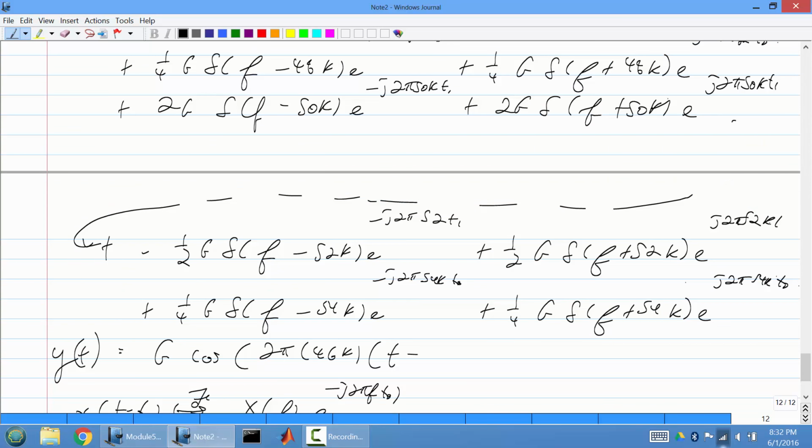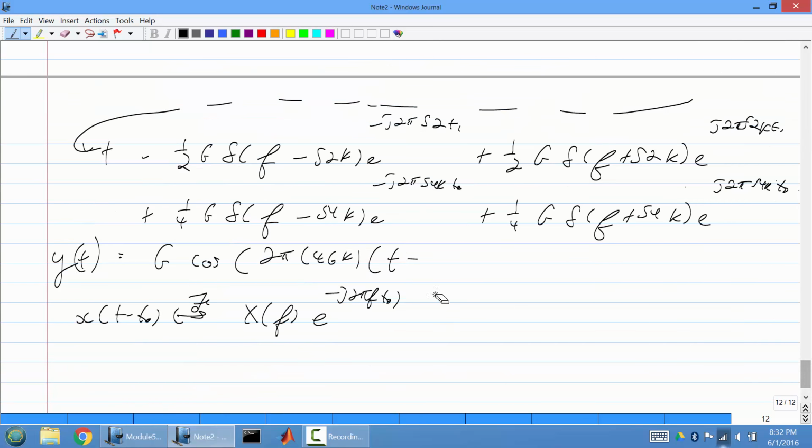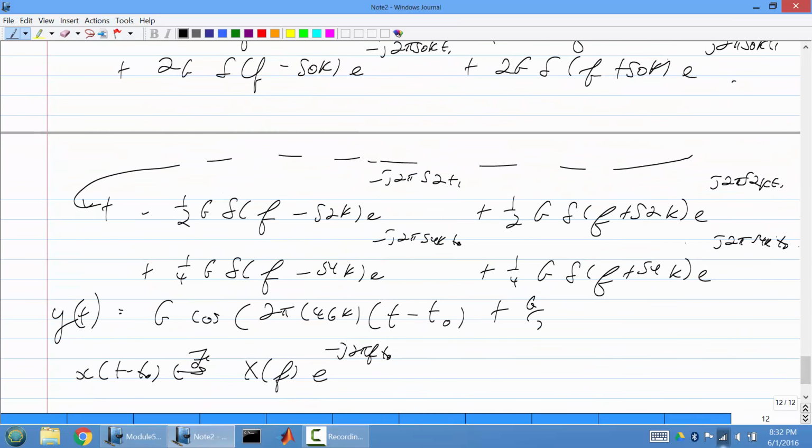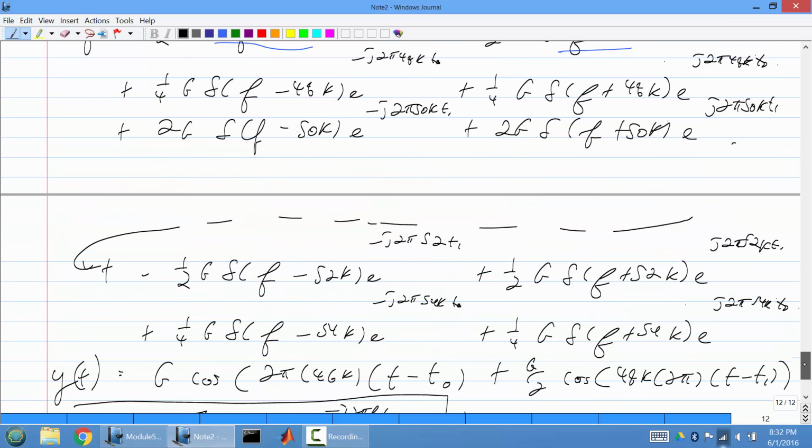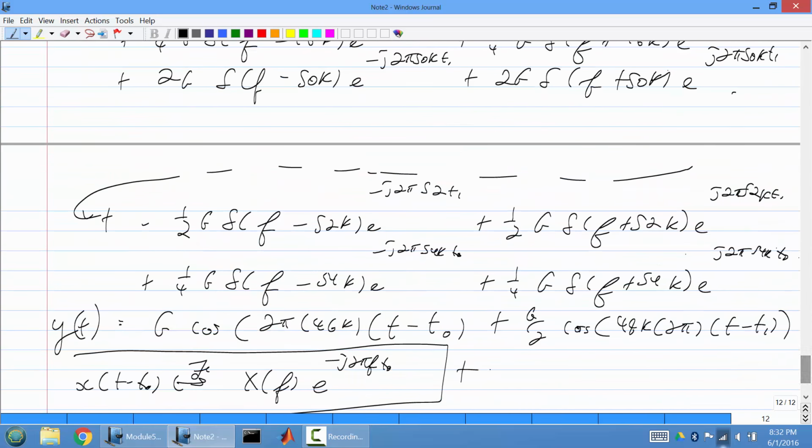Sorry, this is long. I wasn't expecting this to take long. So, k t1. Okay, so we have that. Okay, so let me just, we have that here. So t naught. Okay, and then plus, what we see here, g over 2 cosine 48k times 2 pi t minus t1. Okay, and then let me just brush this off over here, and then I have one more. Let me see here. So I've got 2, so this becomes 4g cosine of 50k times 2 pi t.